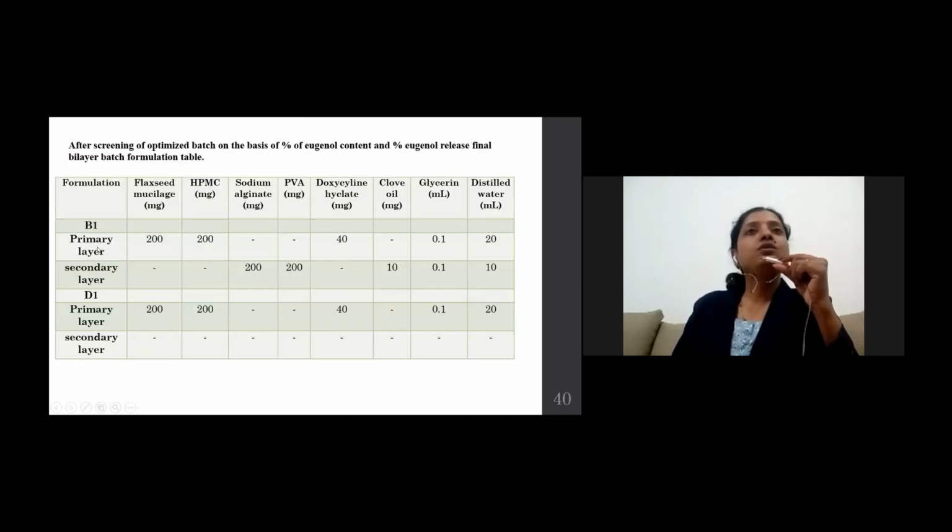Next is the evaluation of the primary layer, which contains the 1:1 ratio of HPMC and flaxseed mucilage, and it is incorporated with 40 mg of doxycycline hyclate. The primary layer was first formulated, which contains the flaxseed mucilage and HPMC, 40 mg of doxycycline, and glycerin as a plasticizer. Over the primary layer, the secondary layer was loaded, which contains a 1:1 ratio of sodium alginate and PVA, loaded with 10 mg of clove oil.